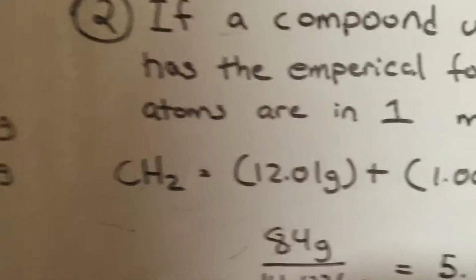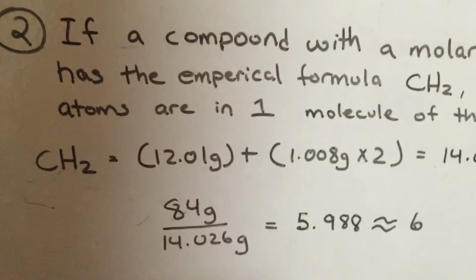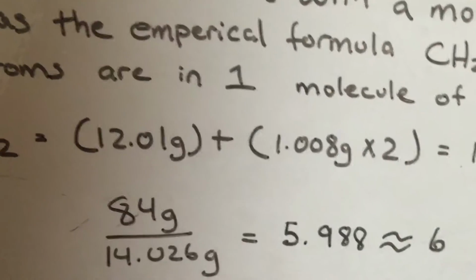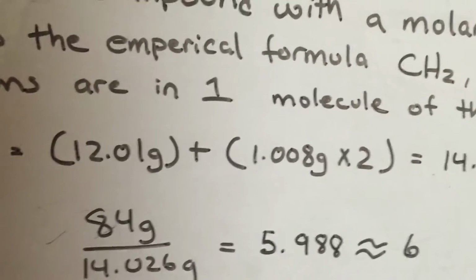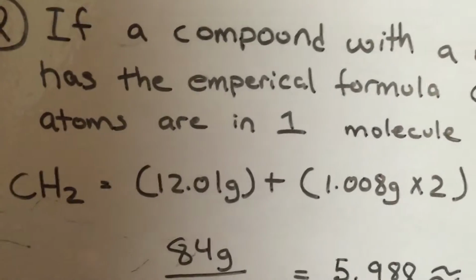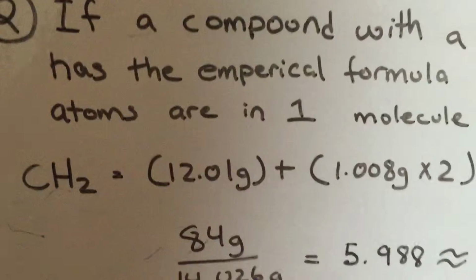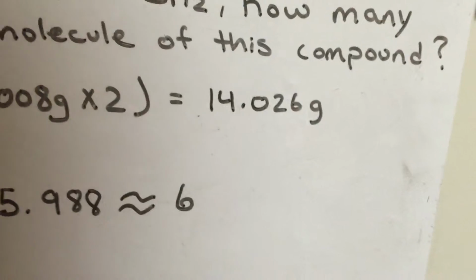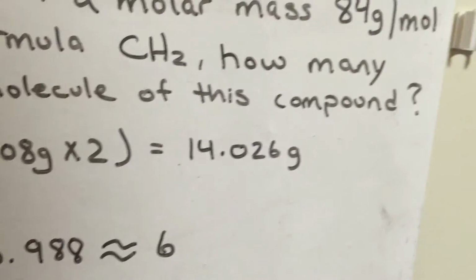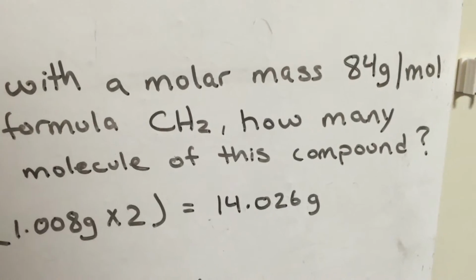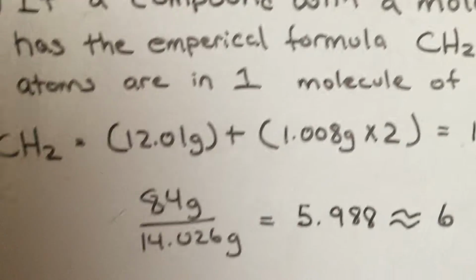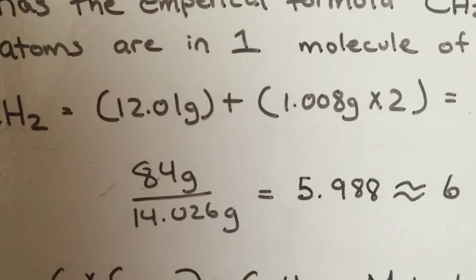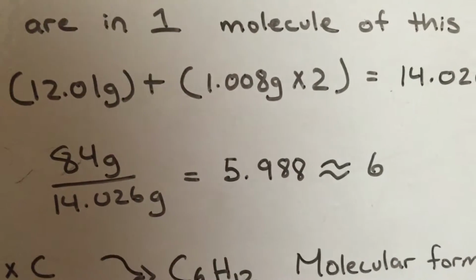We would add up to get the total molecular mass of CH2, 12.01 grams, plus 1.008 grams times 2. That times 2 is for the 2 hydrogens in CH2. We get a total mass of 14.026. Now, from our given information of 84 grams per mole, we divide that by 14.026. We get 5.988, which we approximate to 6.